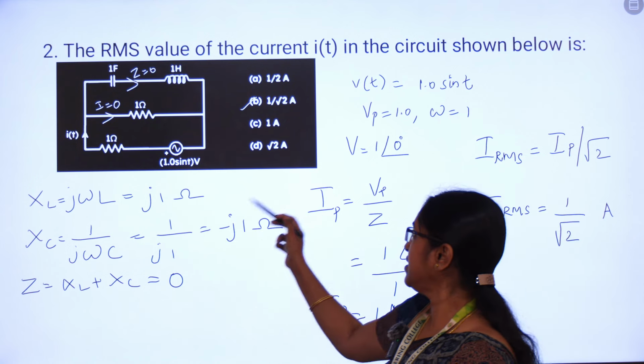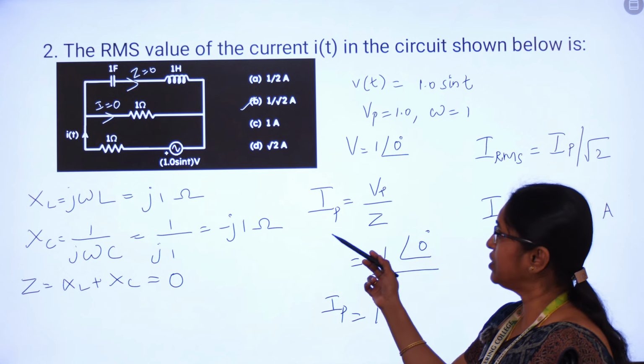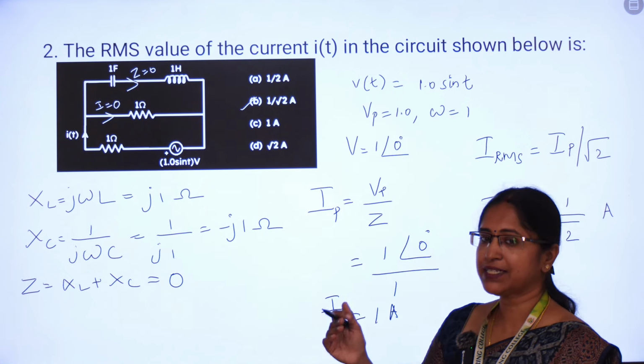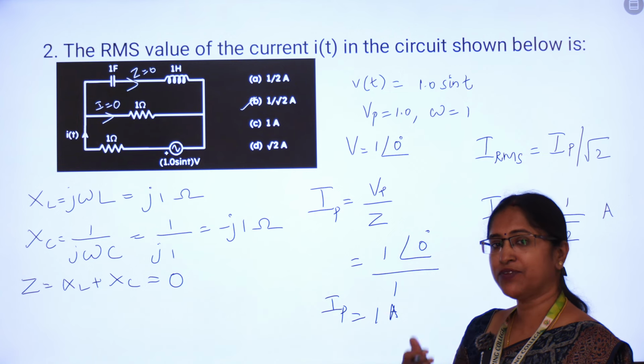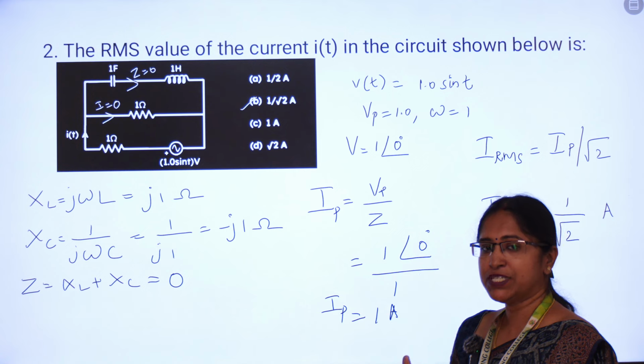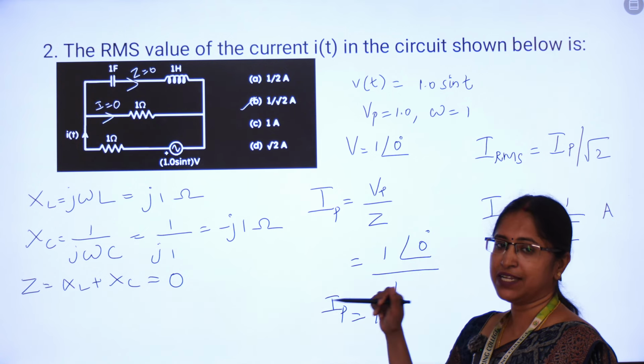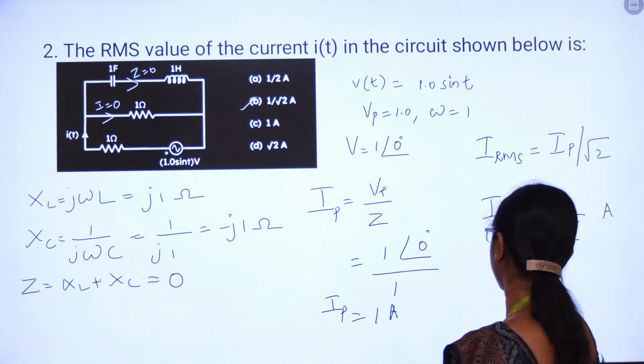So these are examples of GATE questions. Mostly, questions will be based on the reactance, inductance, and resistance values and different combinations of these, how your current is flowing, and what the RMS value and peak value are. That is the question they will be asking you in all your GATE questions.